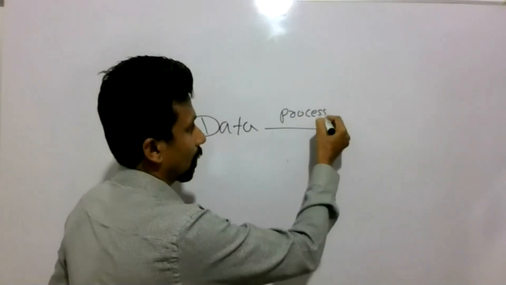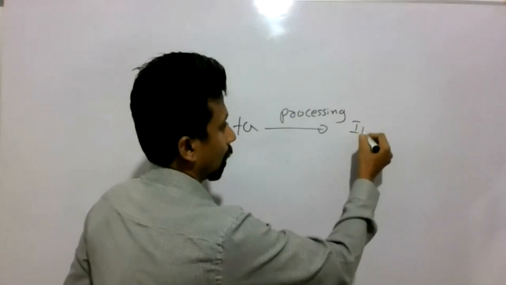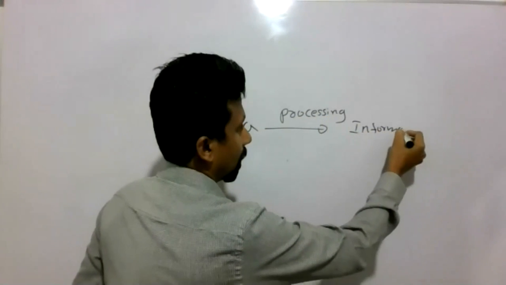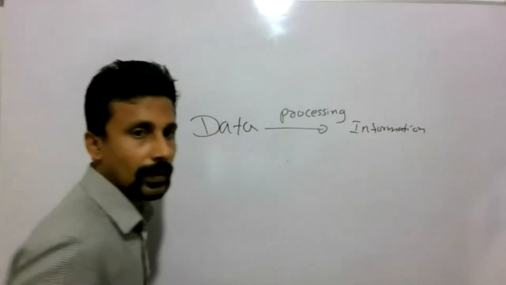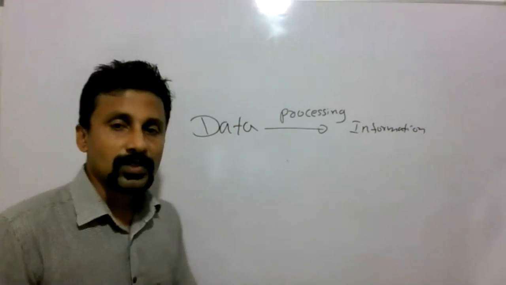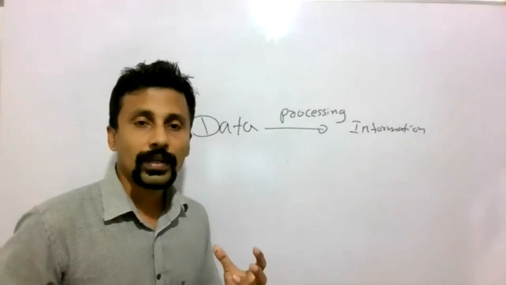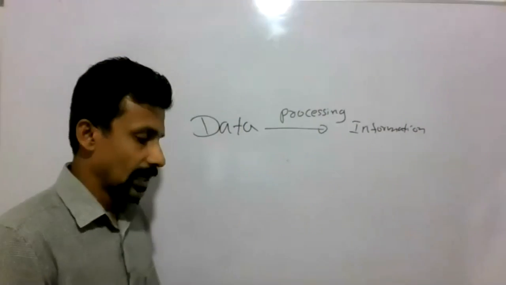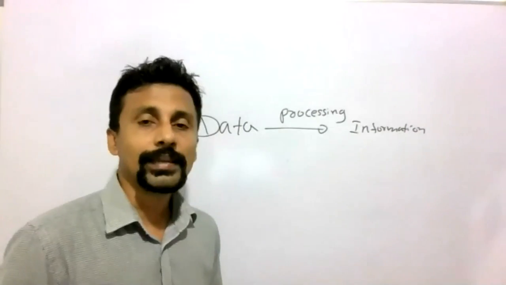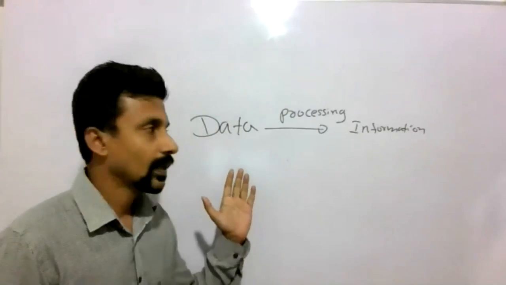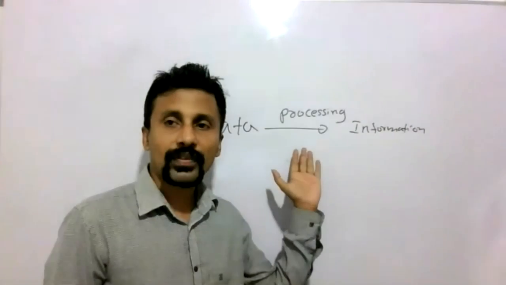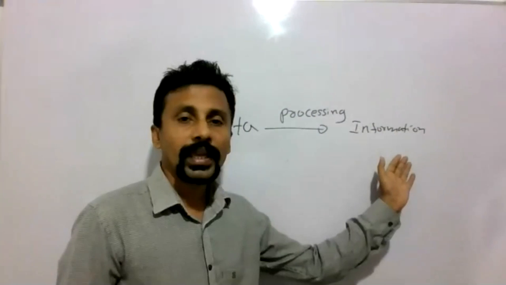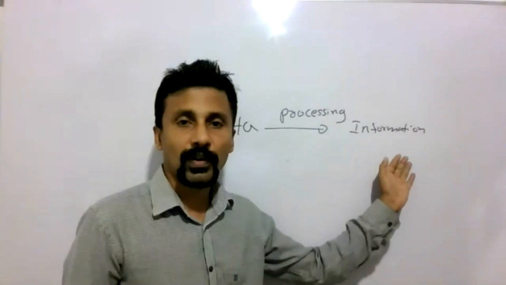After processing, you get information, right? So data means what? It's a collection of raw facts, like numbers, characters, symbols. Those are called data. After processing, you get information.